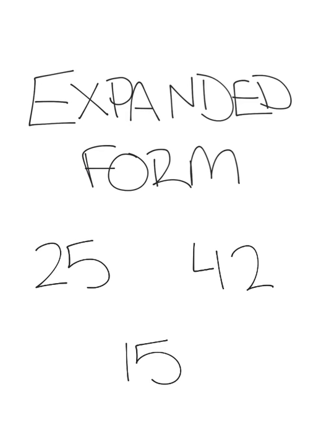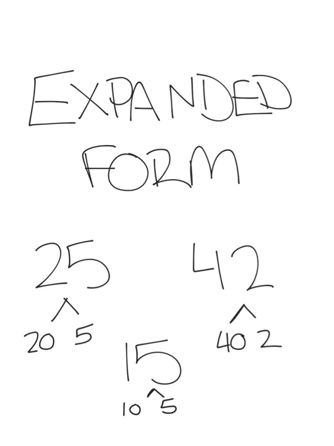Today we're talking about expanded form. Basically what this is, any old number, right, any of these numbers, and it's taking them and saying, okay, so what makes these numbers up? 25 is 20 and 5. 42 is 40 and 2. 15, not as straightforward, but we do know that that is 10, and that's obviously 5.